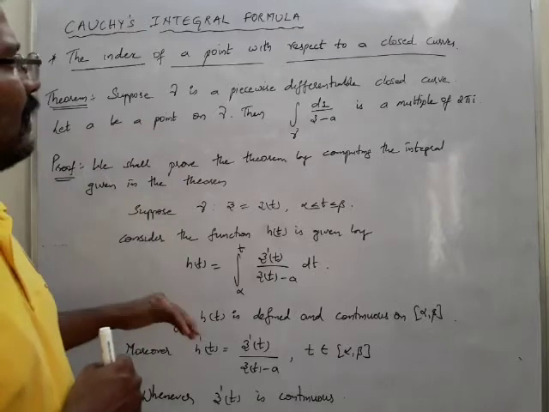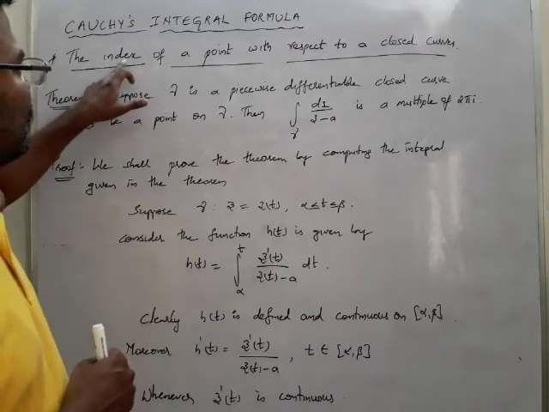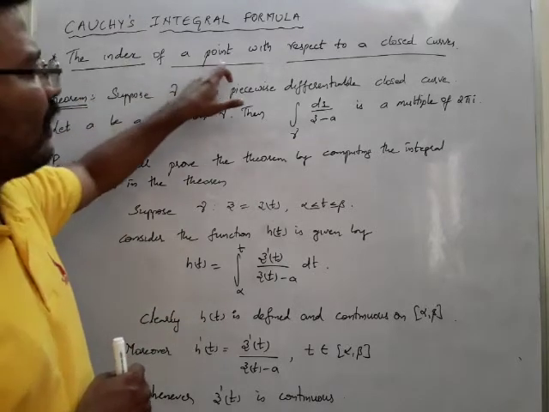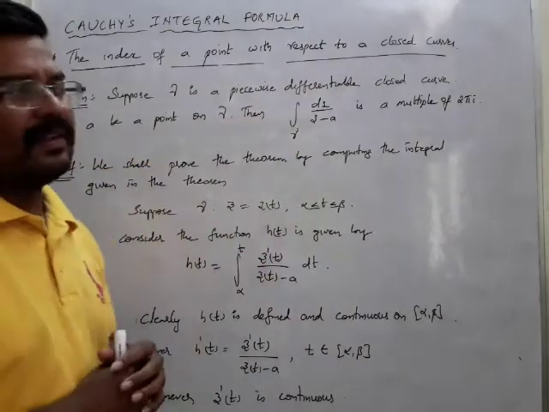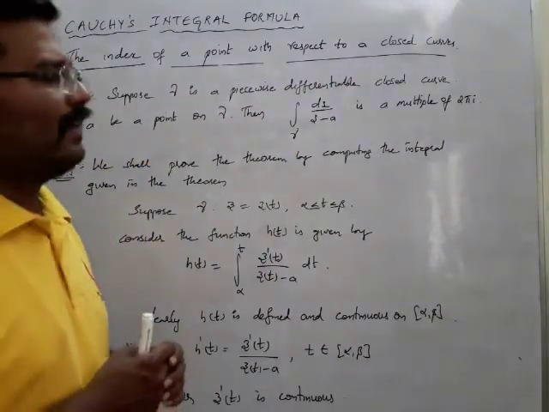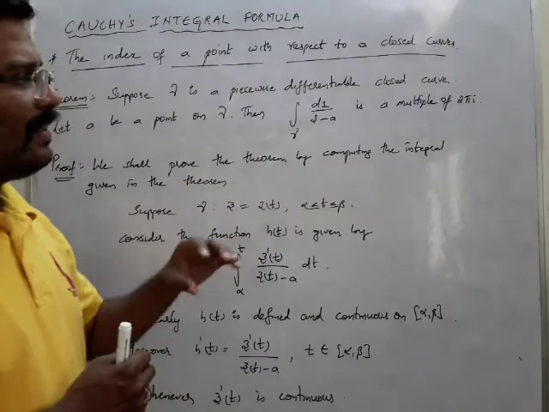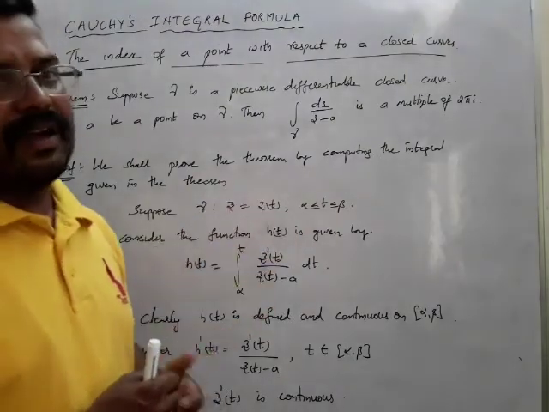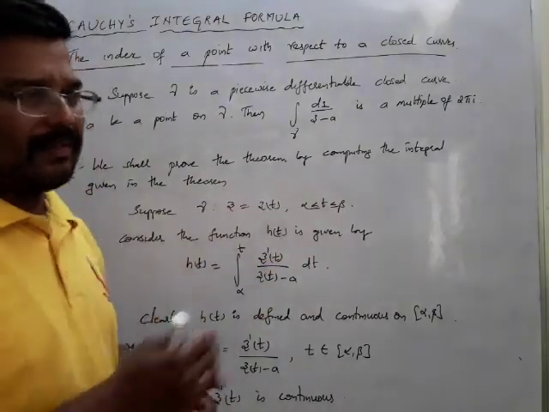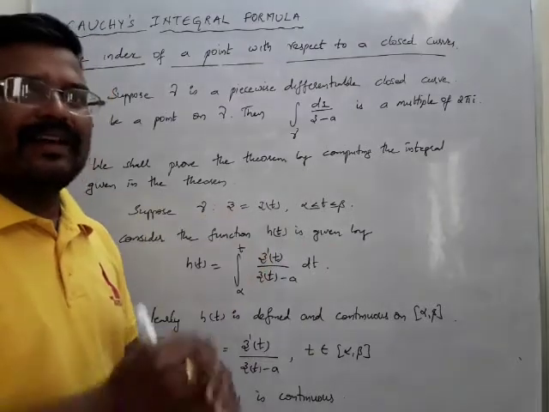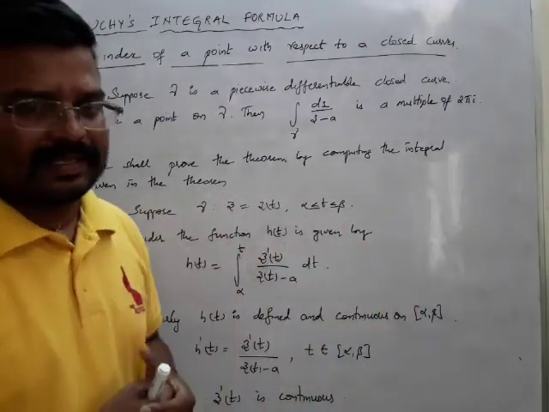The theorem is about the concept of the index of a point with respect to a closed curve. Now, if you take a point and a closed curve, what is the index of that point? How are you going to represent that point, whether it is inside the closed region or outside the closed region?